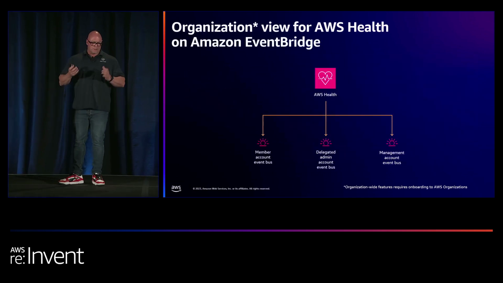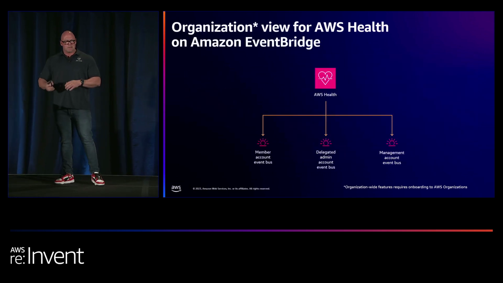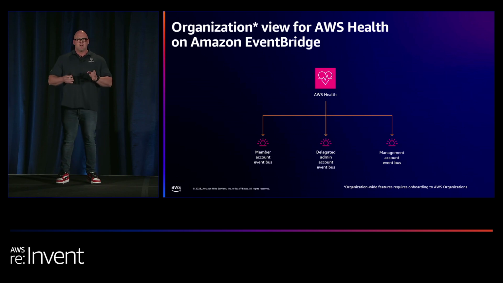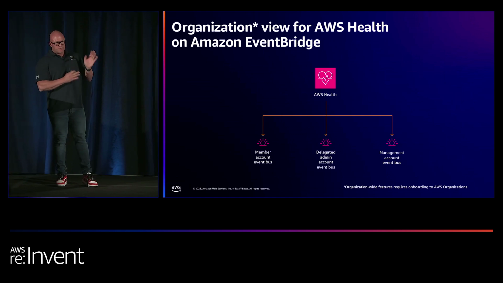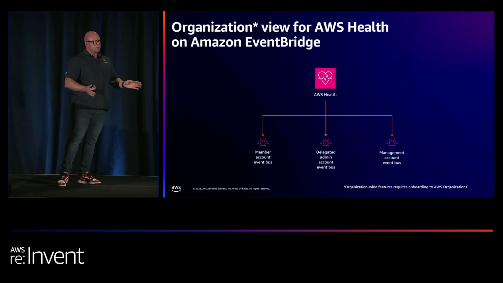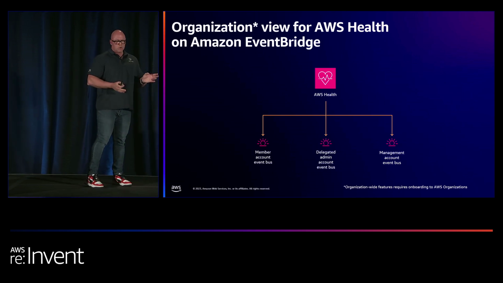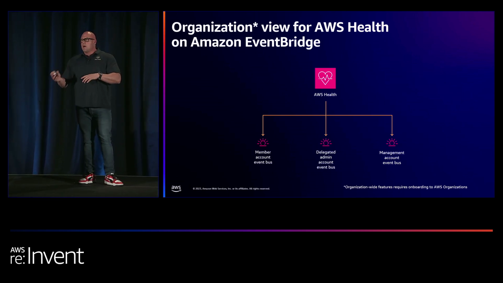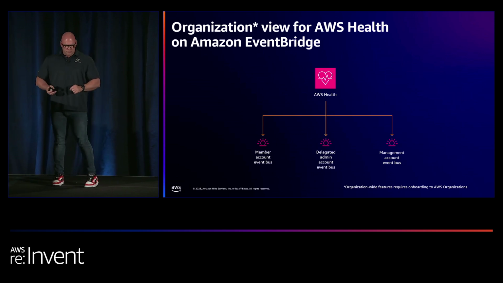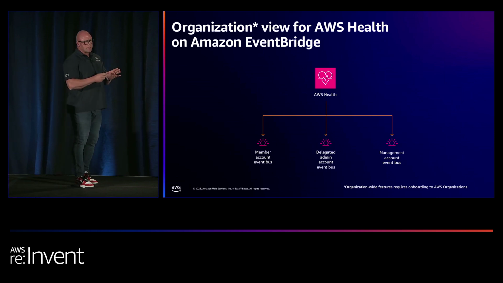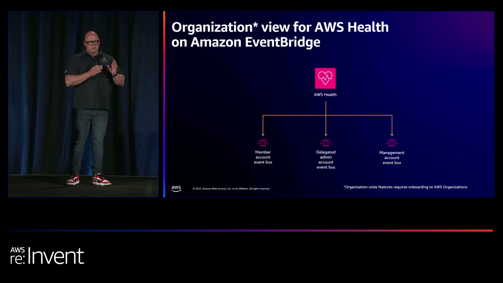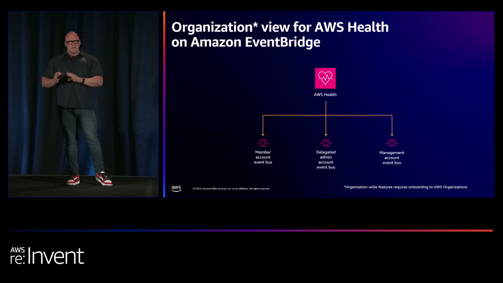Another recent development is we've introduced Health Organizations View on our EventBridge endpoint. Before now, you would have to go and set up rules for the AWS.Health event source in every account across your entire organization to receive health events for all of those accounts. Now, when you enable AWS Organizations for Health, in addition to us sending the events to the member account event bus, we send copies of that event to the event buses of the management account and any or all of your delegated administration accounts that you've set up for your organization.